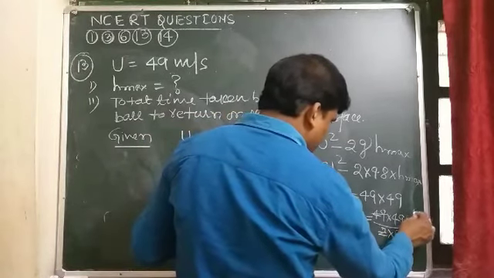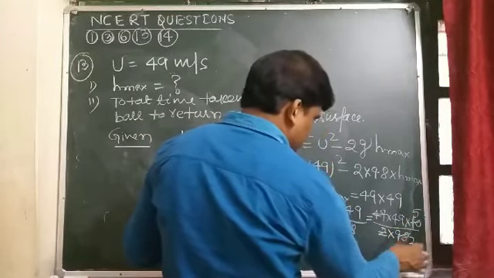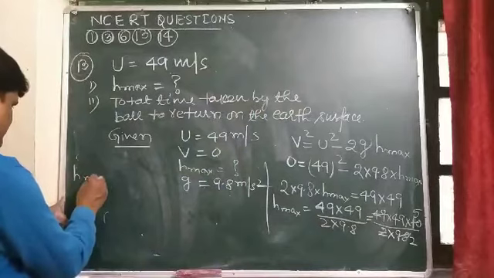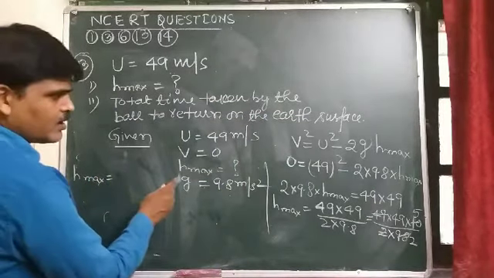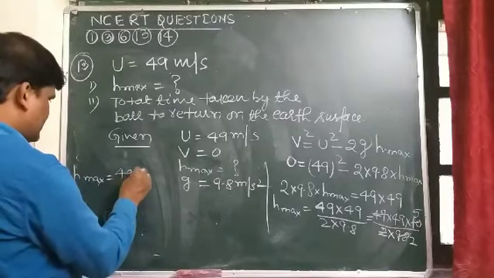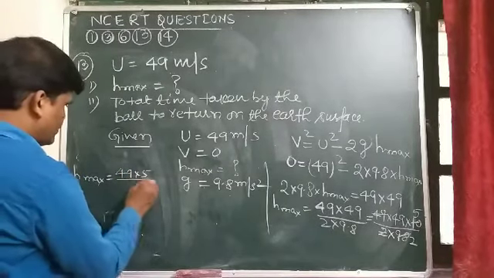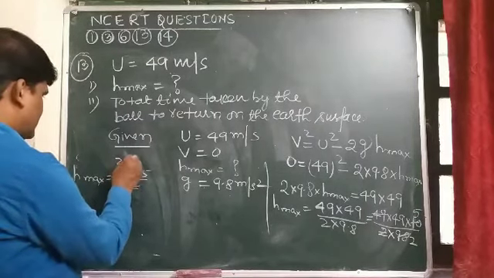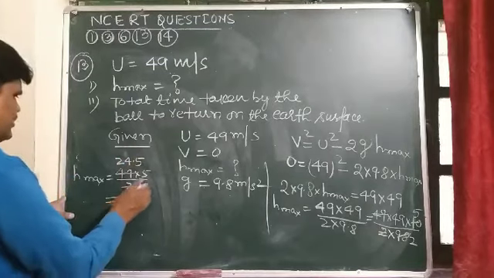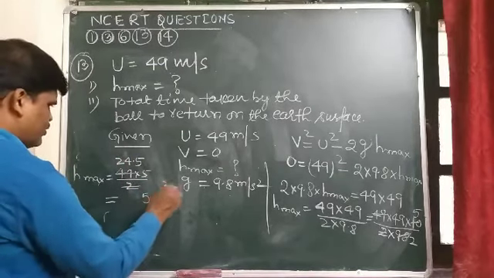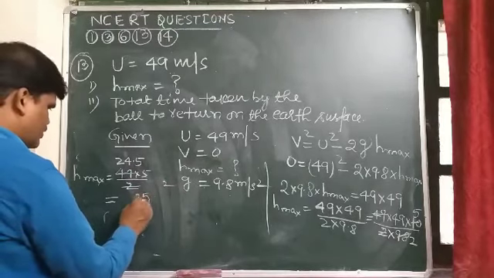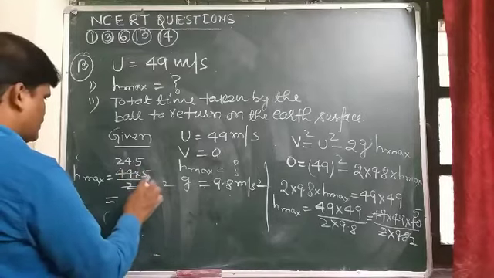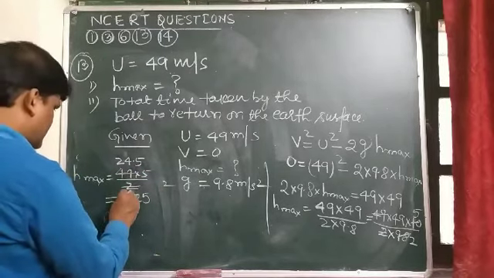So h max can be written as 49 into 49 by 2 times 9.8, and we can divide it. 2 2s are 4, 2 4s are 8, 40, this one, and multiply: 5 5s are 25, 5 2s are 10, 5 4s are 20.